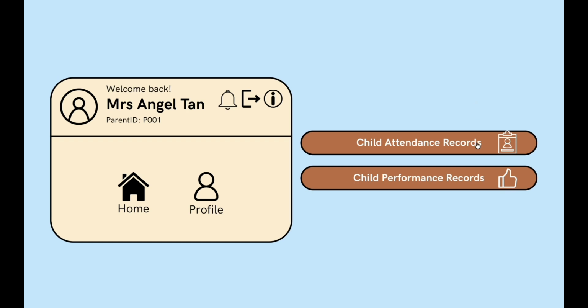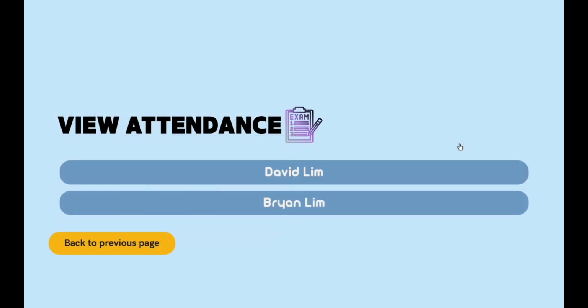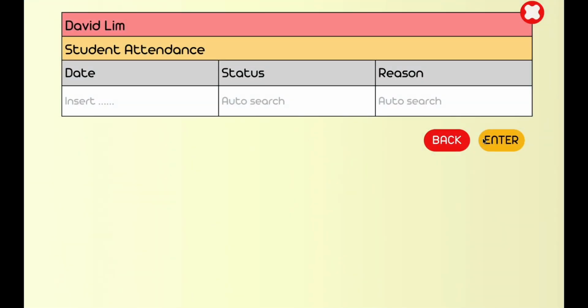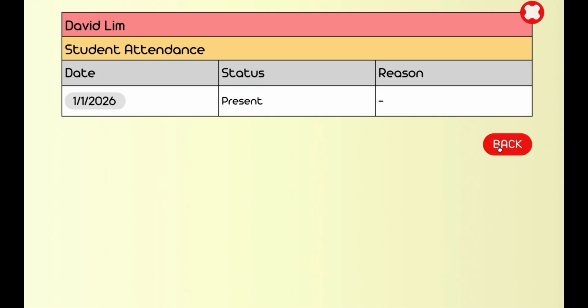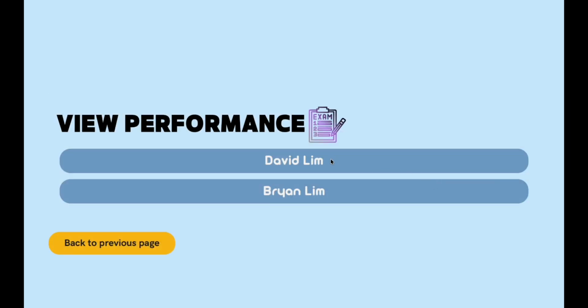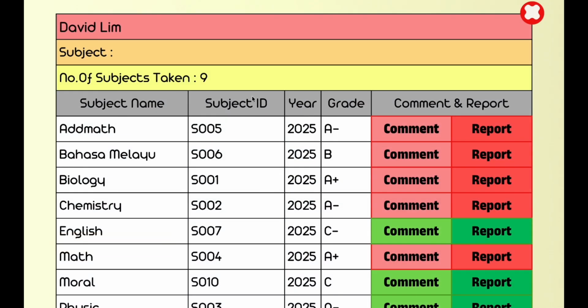In the system, I am able to check my children attendance record and performance record. First, click Children Attendance Record, select the children name, and choose the date to view the attendance. Next, click Children Performance Records. Select the children name, and you can view the children performance table.